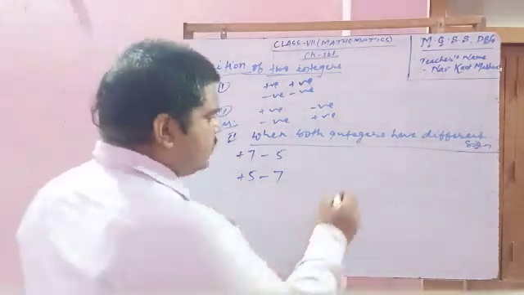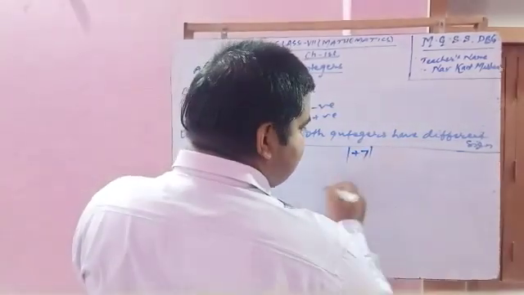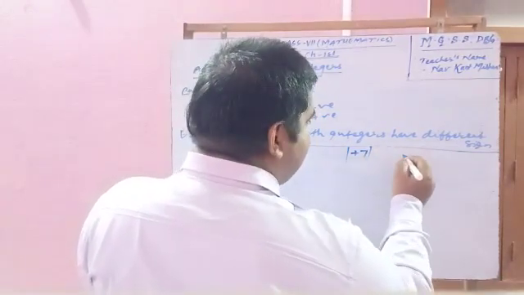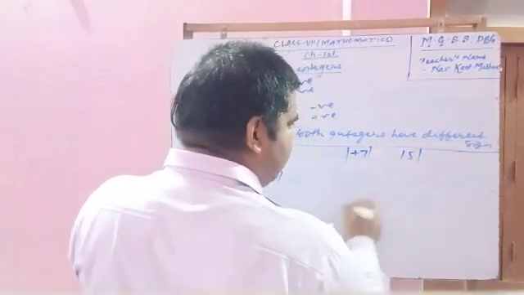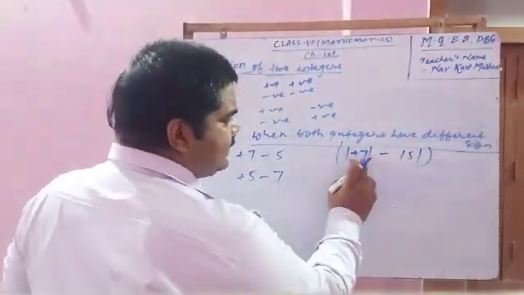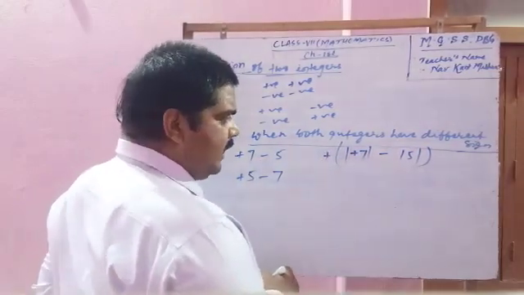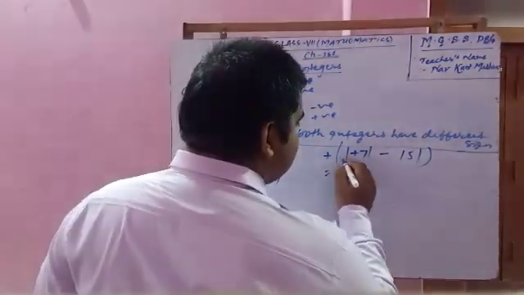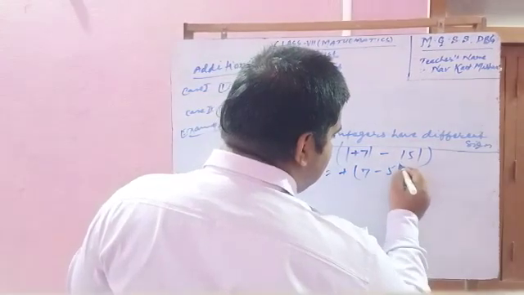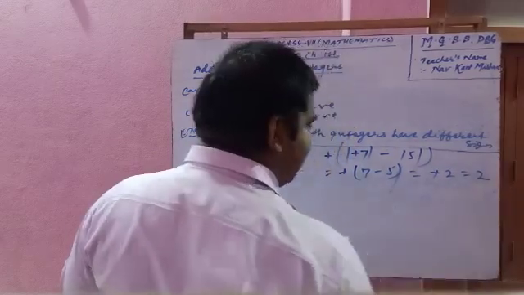So if you find the absolute value of plus 7, then what is its absolute value? Absolute value of 7 is 7 and absolute value of 5 is 5. You have to subtract and put the sign of the greater integer, and in this case it is plus. Then what will be its value in this case? Plus 7 minus 5, and what will be its answer? Plus 2, which is written as 2.